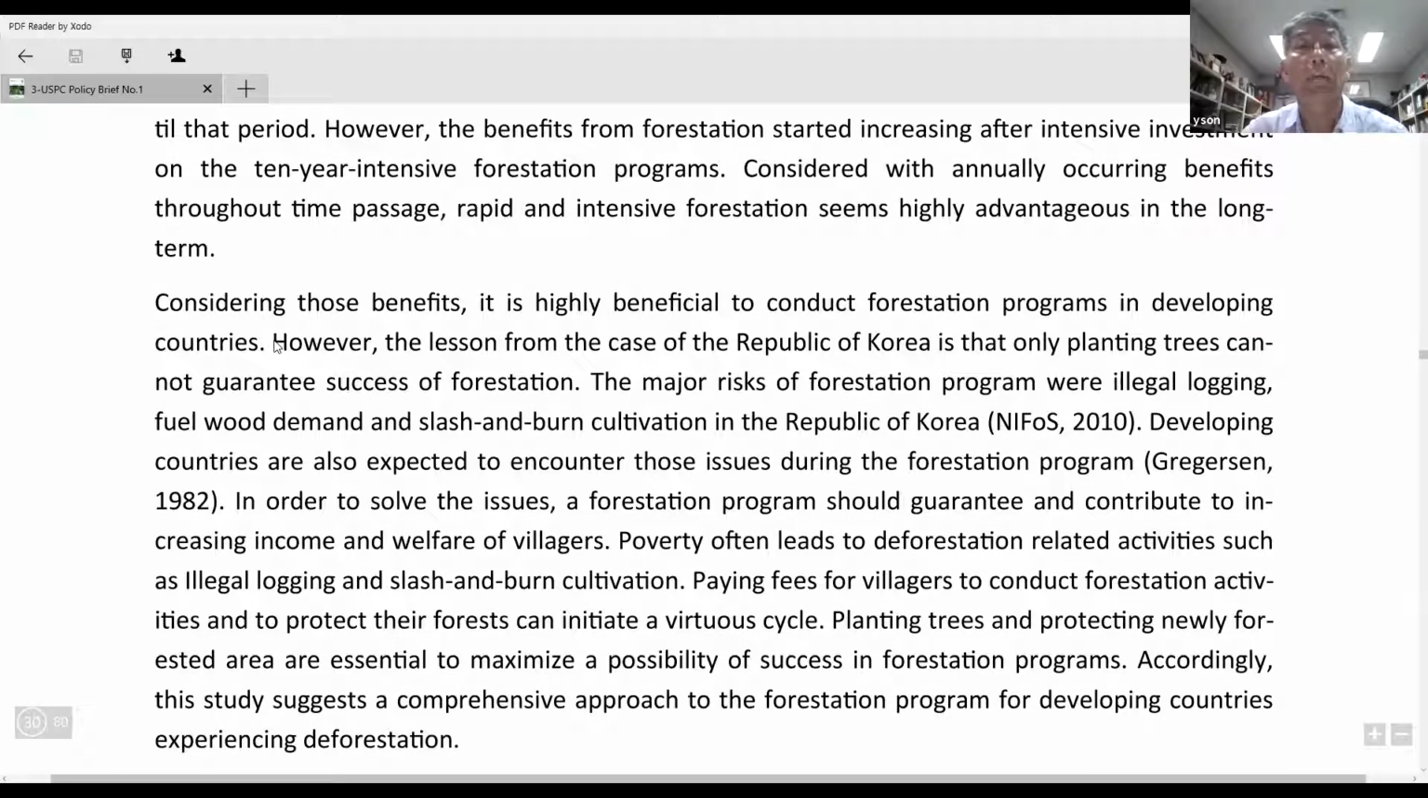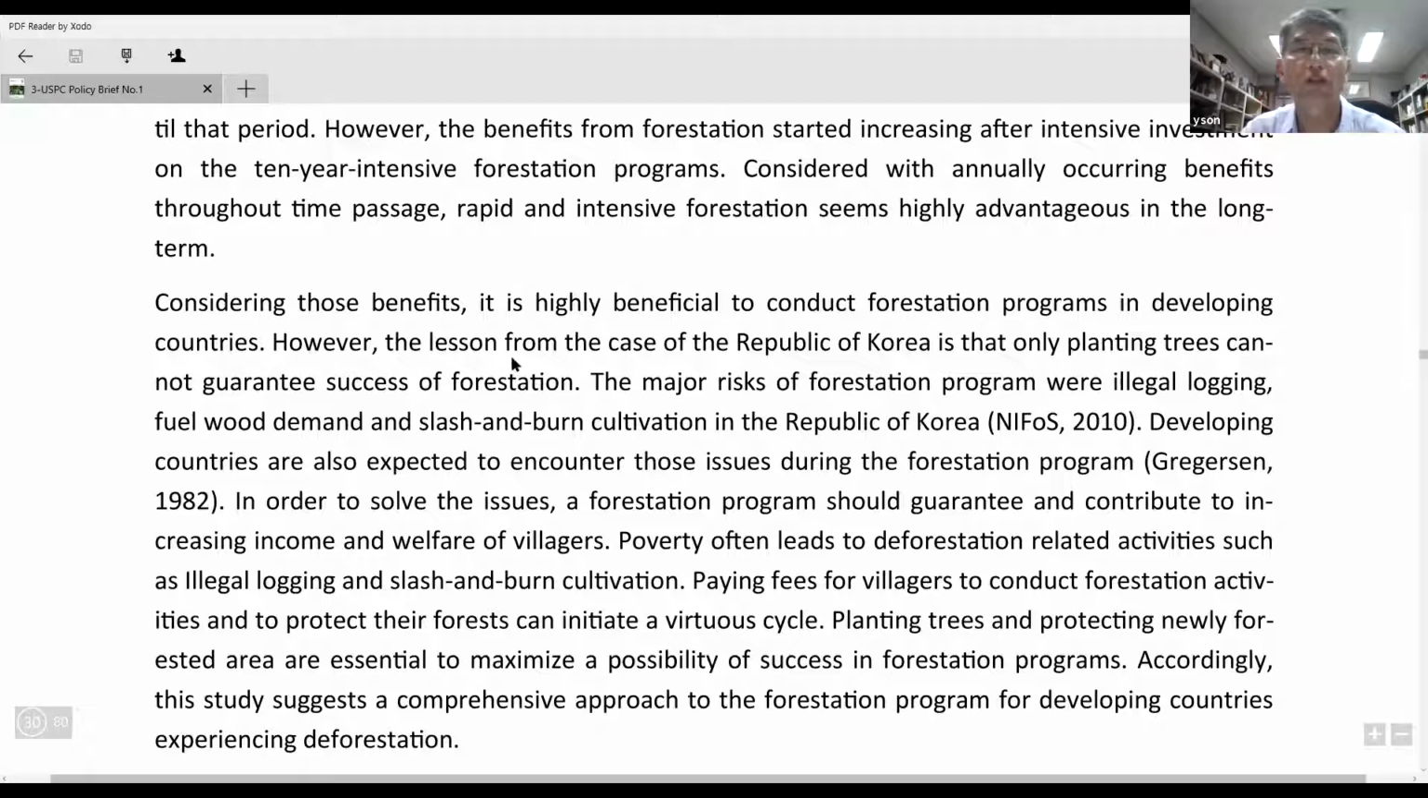And considering these benefits, it is highly beneficial to conduct reforestation programs in developing countries. I would like to stress, again, reforestation will be highly beneficial to Tajikistan also.